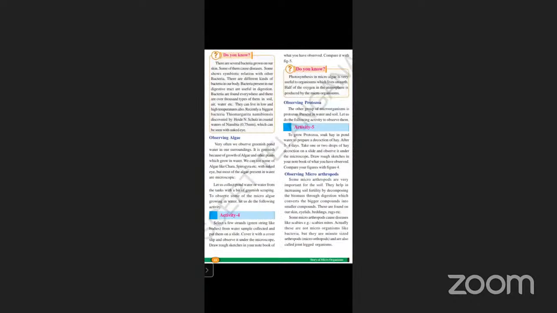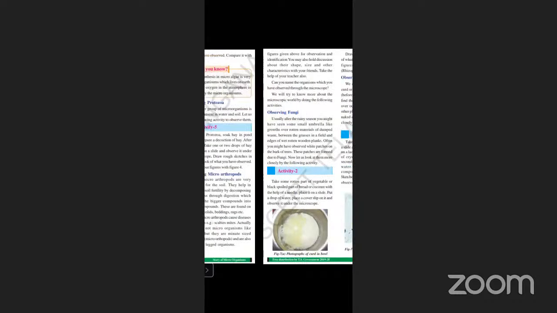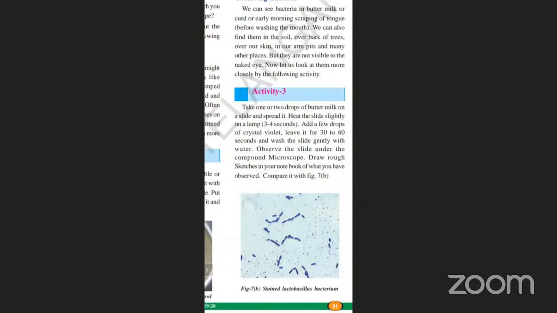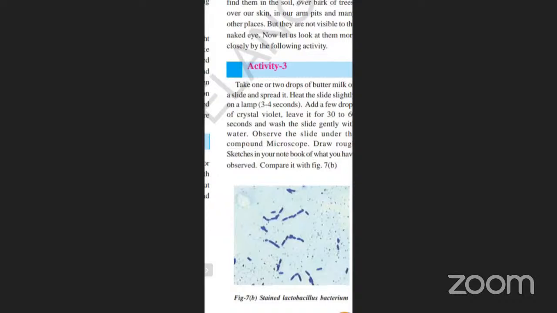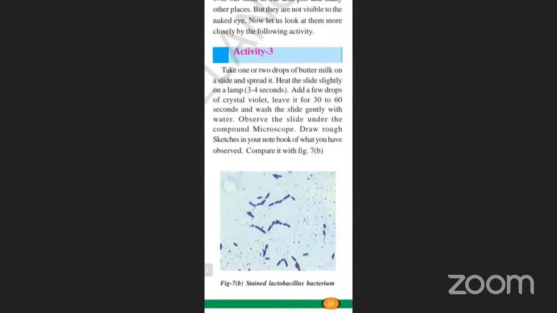See here, I would like to discuss this word stain. Already I have discussed it, I think. Stain. Below the diagram they will compulsorily mention which thing is stained. Under the diagram they will mention stained lactobacillus bacterium.